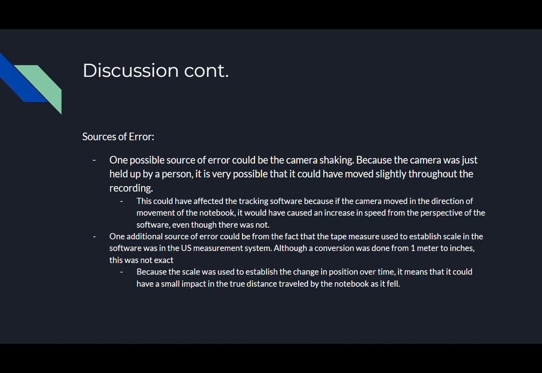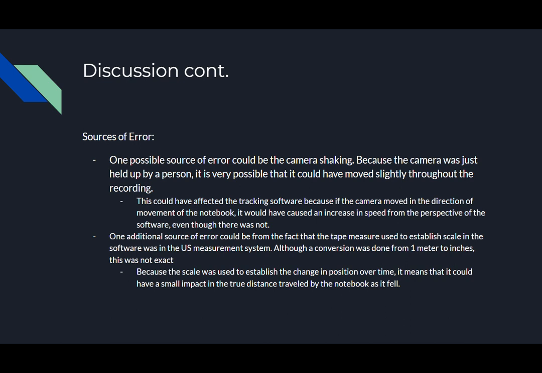There are some possible sources of error. One possible source of error is the camera shaking. The camera was just held by a person, and it's very possible that it moved slightly throughout the recording. This affects the tracking software because if the camera moved in the direction of the movement of the notebook, it would have caused an increase in speed from the perspective of the software, even though there was not.